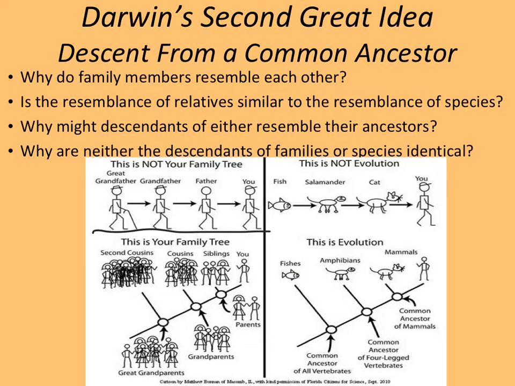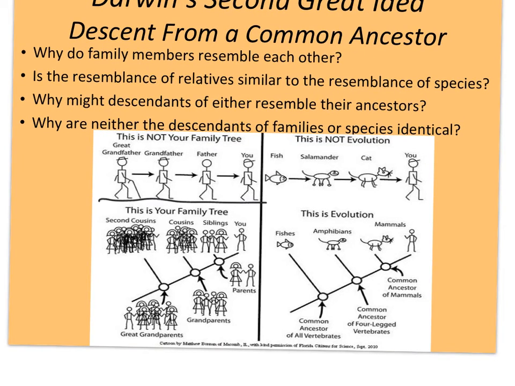This is not your family tree, but this is on the bottom here. At each node, we have all these great-grandparents and second cousins. In other words, to get back to your second cousins, you have to go back to where your great-grandparents are. And then similarly, all the way up to where we are with your parents and your siblings and yourself. The same thing happens here with a common ancestor.